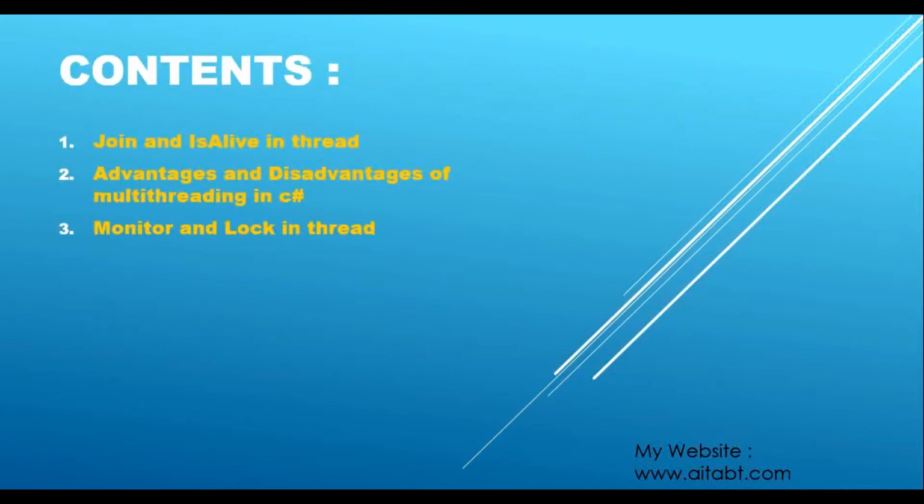Today we will learn what is join and is alive in thread, and the advantages and disadvantages of multi-threading in C#. We have already learned some of the advantages and disadvantages of threads in the previous tutorial, but we will learn them in detail today. And third, we will learn what monitor and lock are used for in thread.